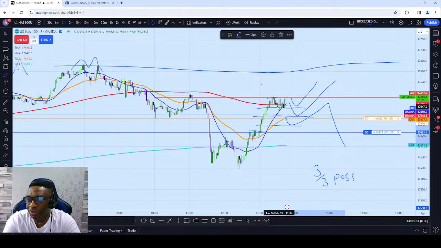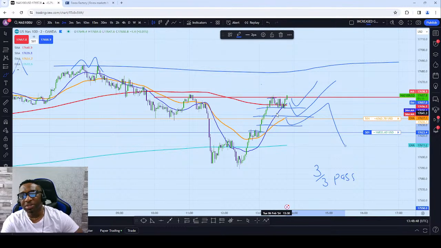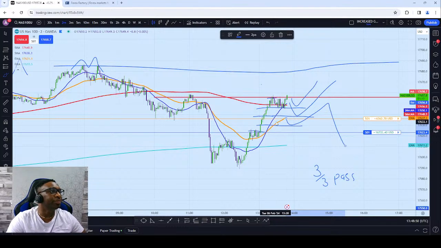So if a price is just holding at this level, the 30% of its move from this point and it's holding here, then we have a high chance of it pushing up. So it's looking good.